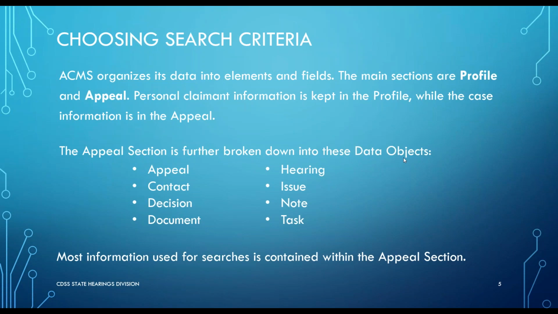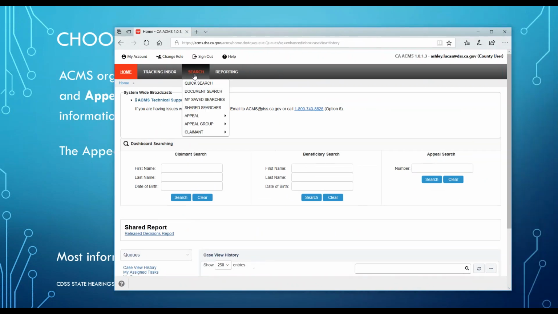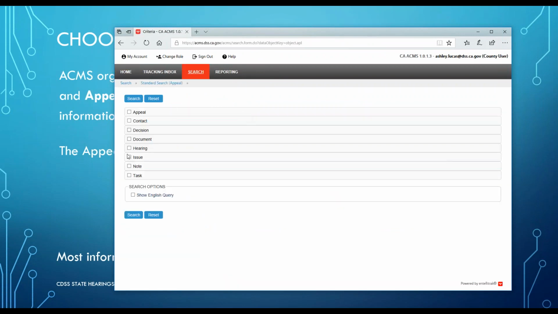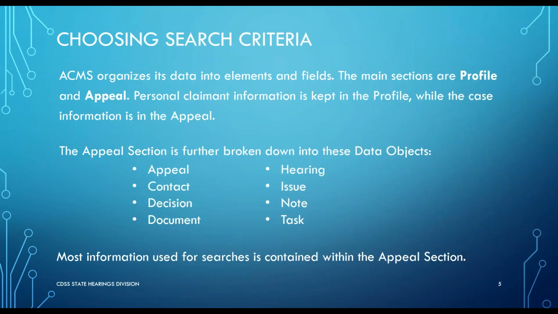The data objects that you saw, let me pull up that screen again. So quick, appeal, standard search. These are data objects right here. And those are the appeal information: contact, decision, document, hearing, issue, note, and task. If those look very familiar to you, they should. Those are all the tabs that you see at the top of the appeal page. So these are all the tabs that you look at when you're looking at an appeal.